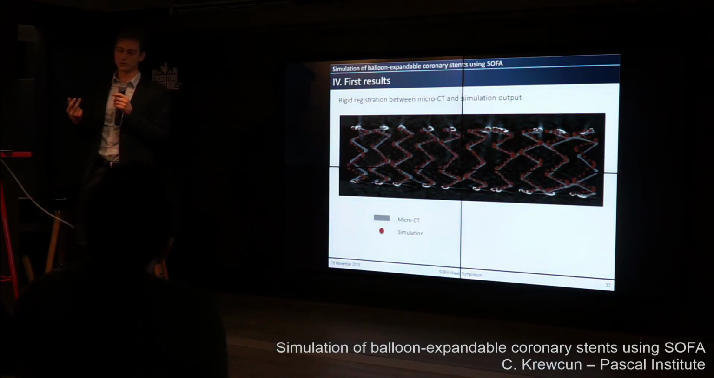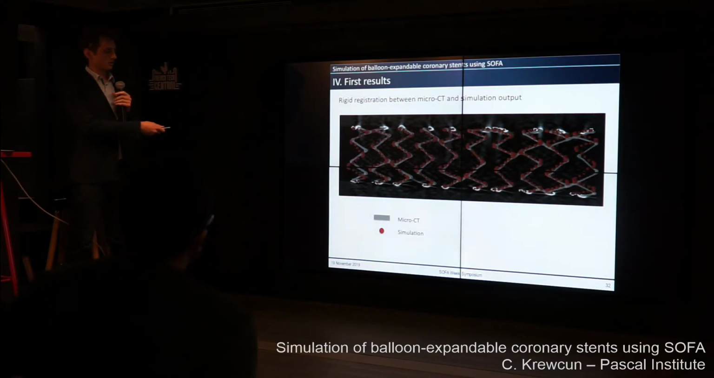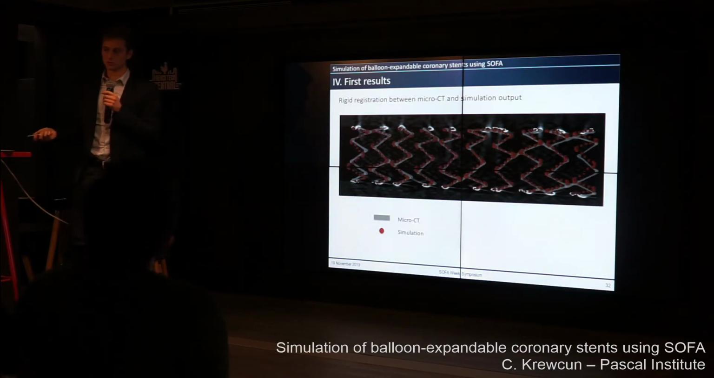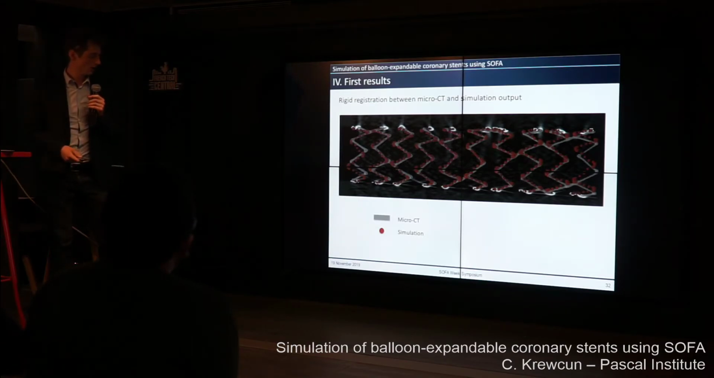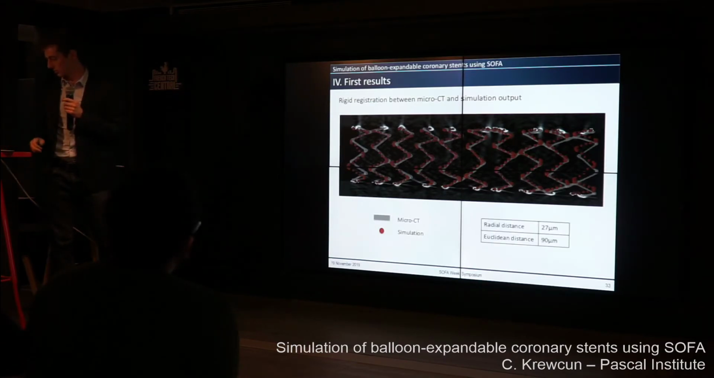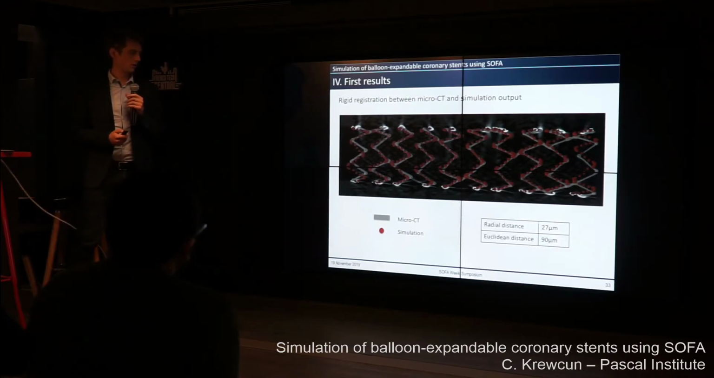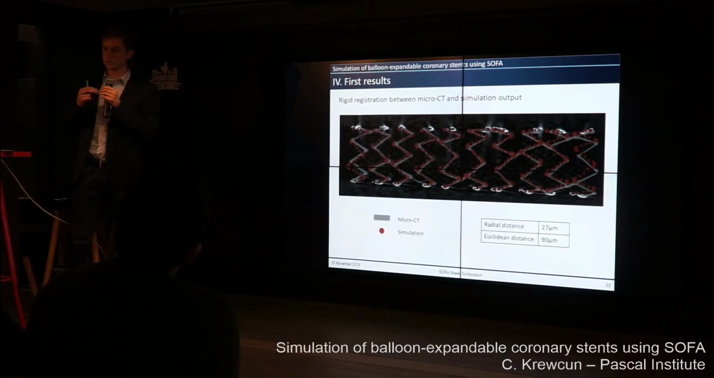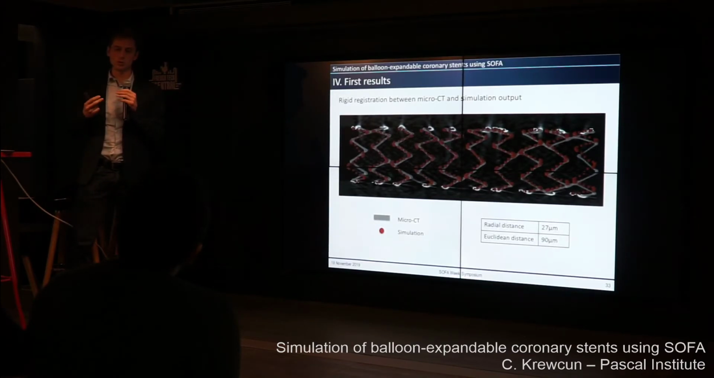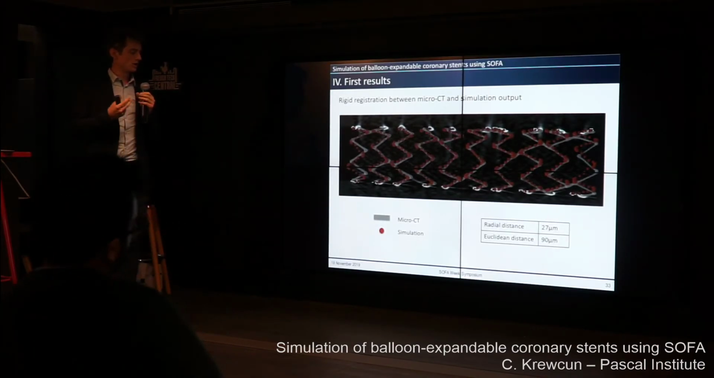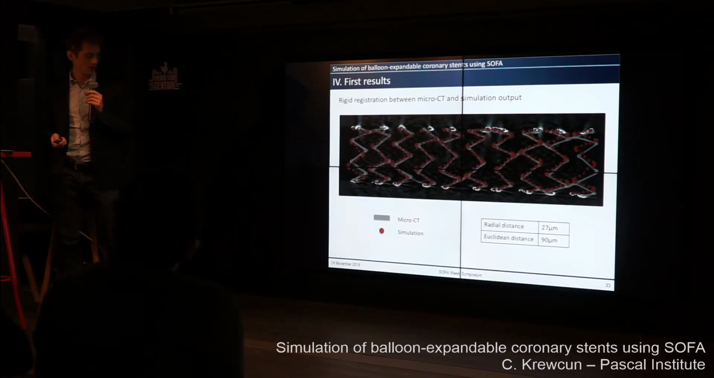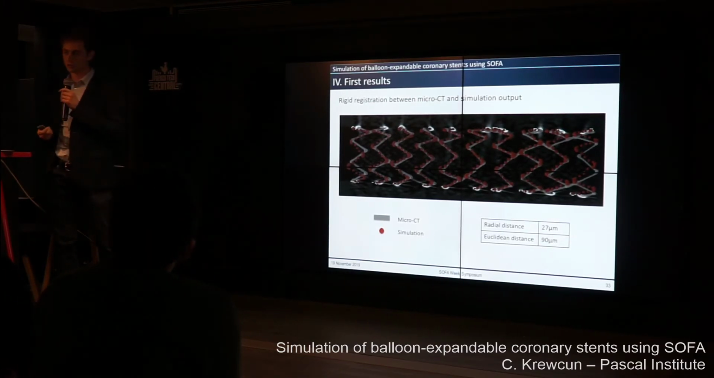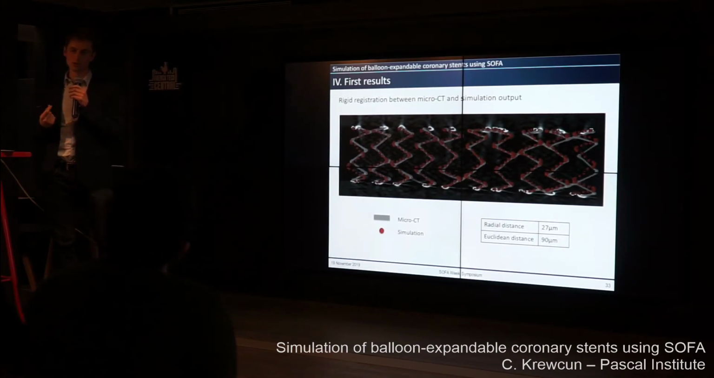From this simulation, we can extract, as I said earlier, geometries, which we can register with the micro-CT outputs we had experimentally. This is directly the example I took from the video you saw earlier and the corresponding experimentation. The metrics we measured on these outputs were both the mean radial distance over all the simulated nodes, and the Euclidean distance. We can see that in both cases, we are under 100 micrometers, which is actually the thickness of the stent wires. Regarding the application we are aiming at, this precision would be sufficient.